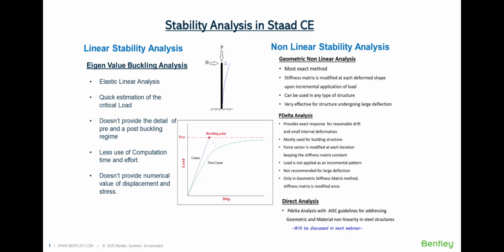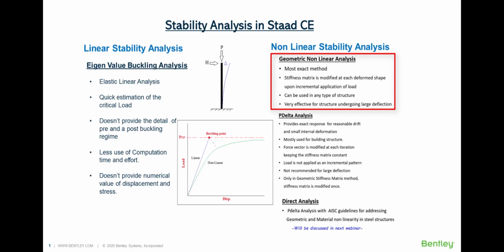On the other hand, the nonlinear stability analysis is a much more practical approach. I am highlighting only a few of the salient points of three approaches. First is the geometric nonlinear analysis, which is also known as GNL, as it is a separate analysis mode in STAAD. This is the most exact method, where the stiffness is modified at each deformed shape of the structure upon the incremental application of the load. This analysis can be used in any type of structure of any shape, especially effective for structures that undergo large deflection. However, it needs huge computational time as the program modifies the stiffness matrix at each iteration and each load step.